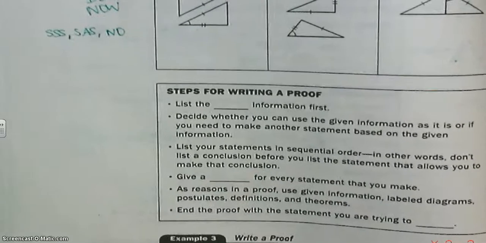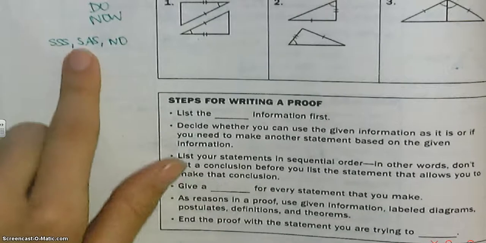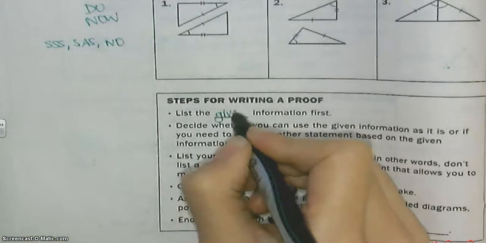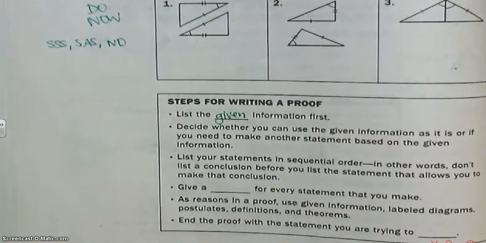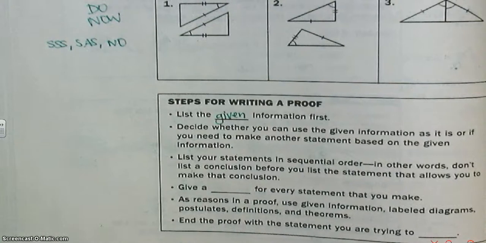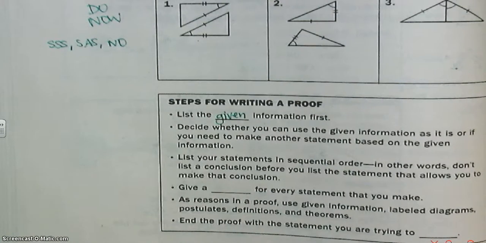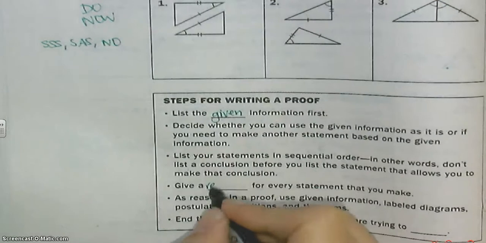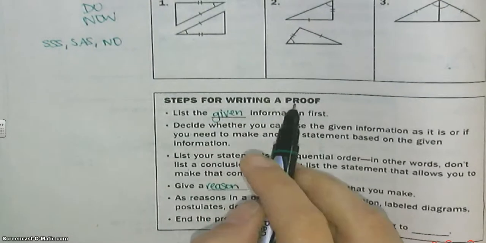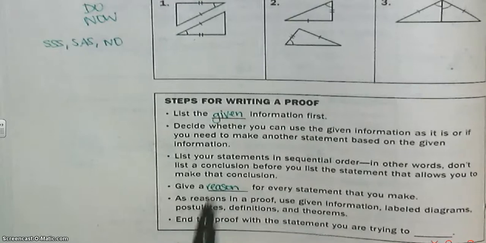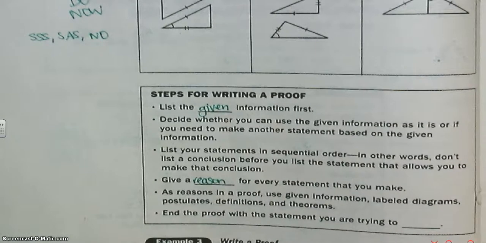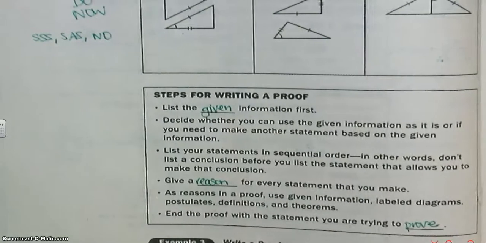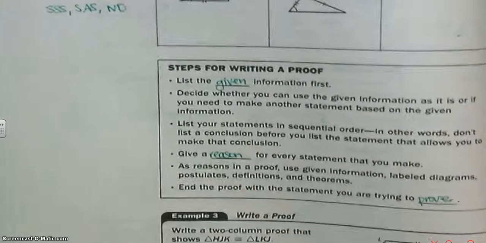So when we write a proof, we're going to list out all our information. You list the given information first and decide whether you can use that information or if we need to keep going. You're going to put your statements in order and you have to give a reason, right? If we're going to write a convincing argument, we have to have reasons. And you always end with what you're trying to prove. So let's see how this works.